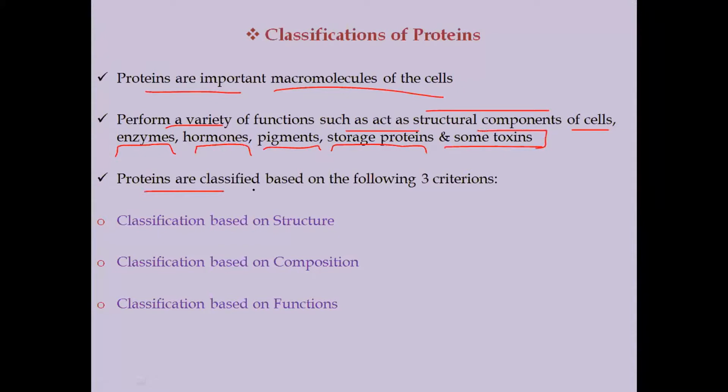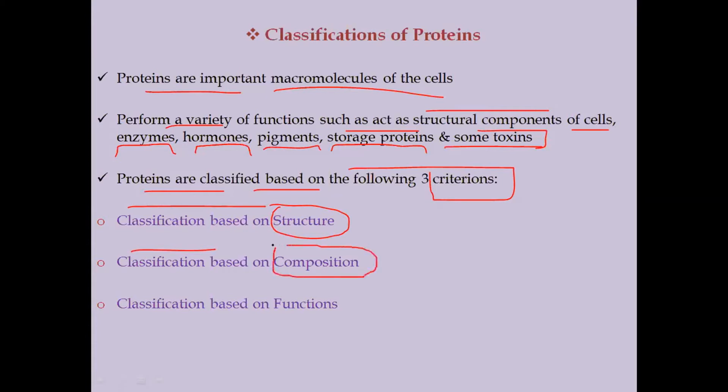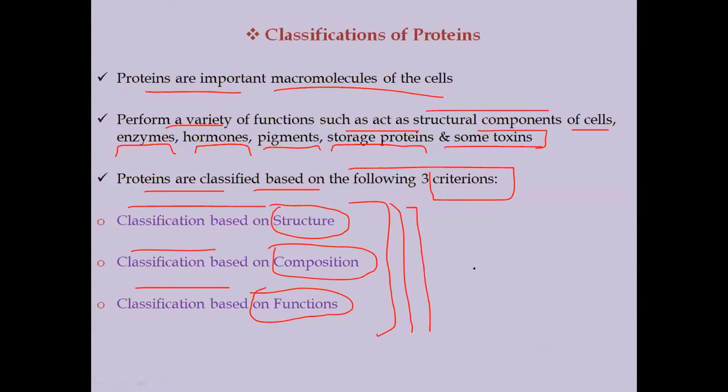Proteins are classified based on the following three criteria. First is classification based on shape or structure. Second is classification based on composition of proteins. Third is classification based on the functions of proteins. So these three criteria are used to classify different types of proteins.